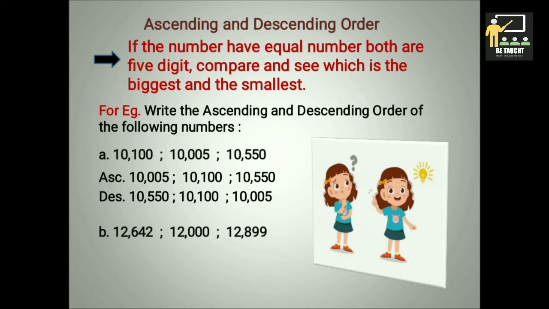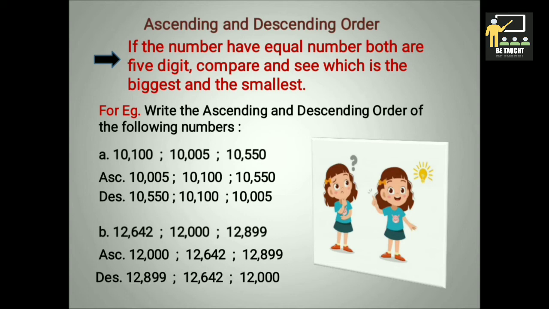12,642, 12,000 and 12,899. So first we have to write the ascending order, smallest to biggest. 12,000 will be first, that is the smallest number, then 12,642 and then 12,899. The descending order will be biggest to smallest: 12,899, 12,642 and 12,000 is the smallest number.